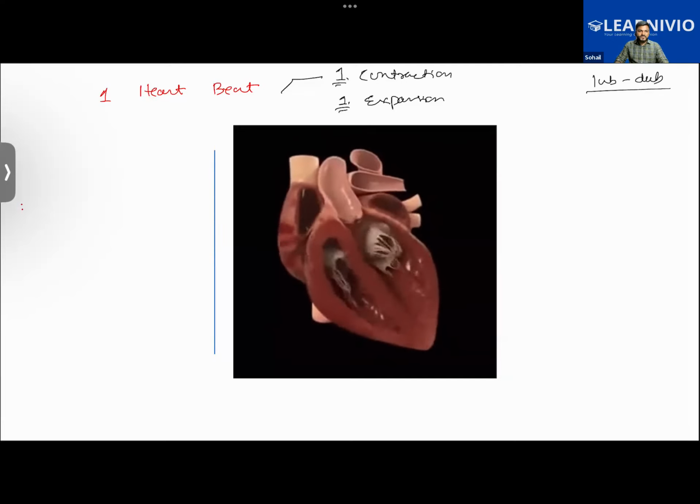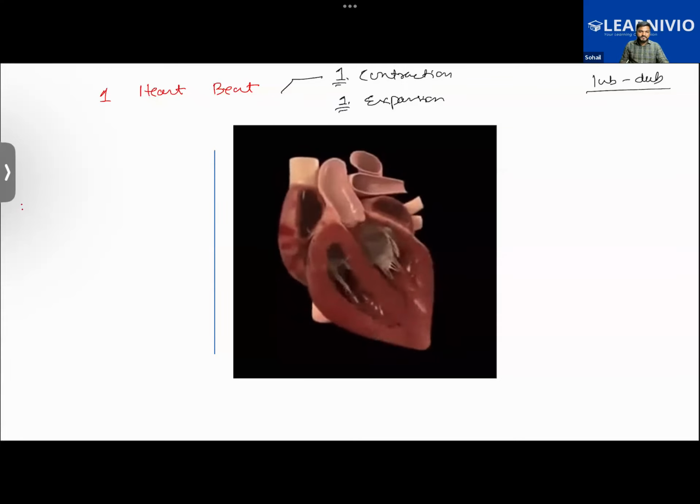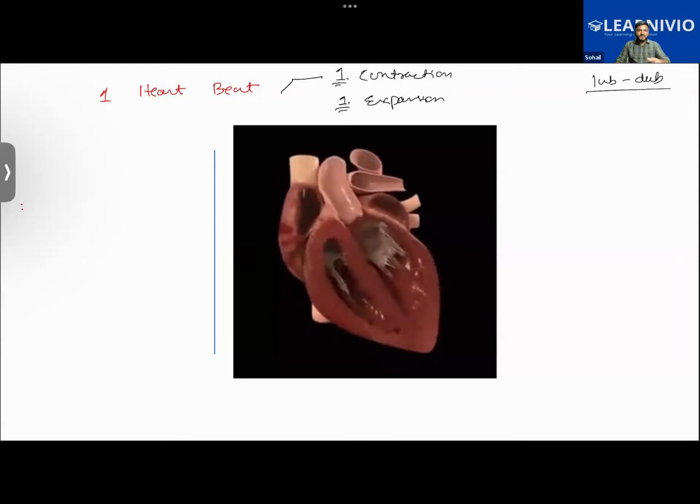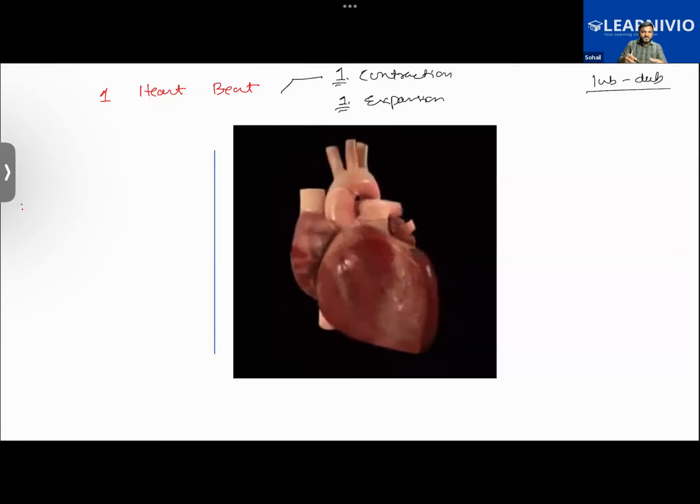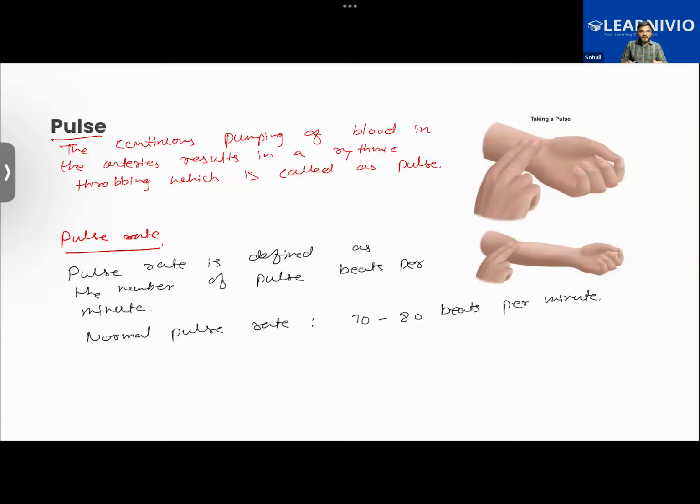We also learned about pulse rate. Pulse rate was defined as the number of pulse beats per minute, the number of times you observe the rhythmic vibrations in your arteries. If you place your fingers near the arteries in your hand, you'll be able to feel a rhythmic throbbing sensation. Why was that happening? As we have learned, the heart is pumping the blood into the arteries. Because of this continuous pumping, there is movement in the arteries, which you can observe at certain locations in your body, like near your palm or in the neck region. That is called the pulse.